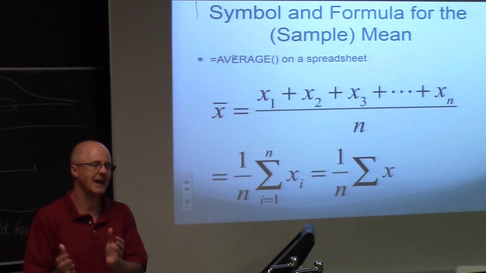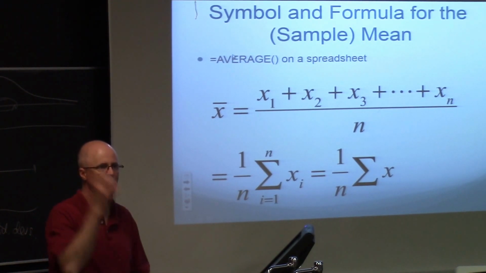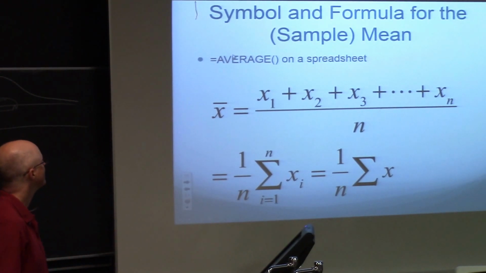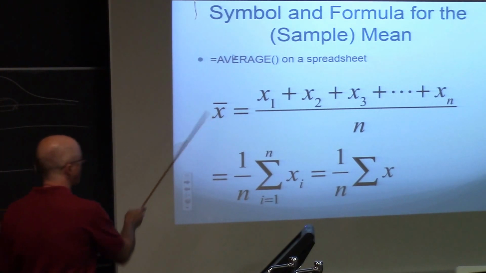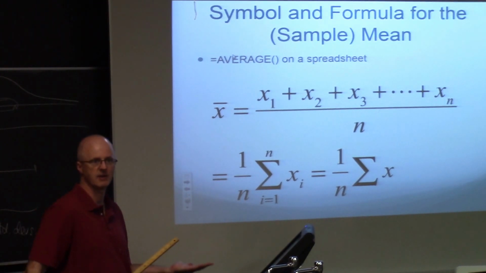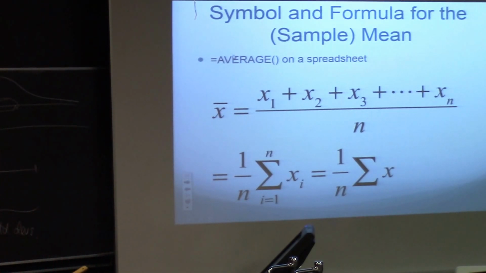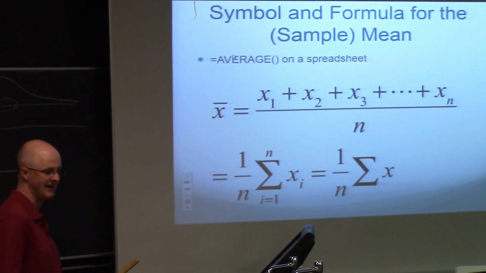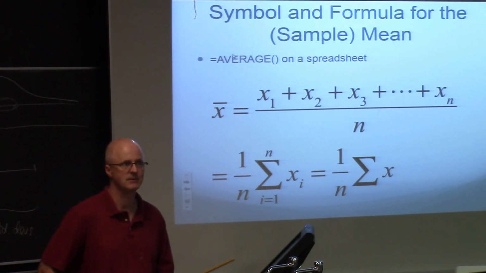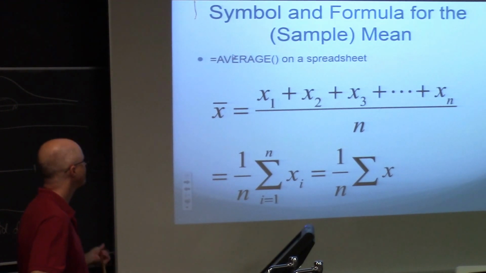Give you some intuition about expectations and why procedures make sense. Here's the formula for the mean. X bar, again, is the symbol for the mean if you're calling the variable x. If you're calling the variable y, then you call it y bar. If you're calling the variable z, then you call it z bar. Though usually in stats we reserve z for something else.